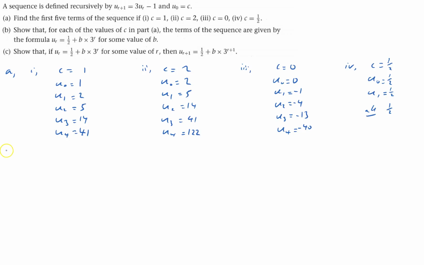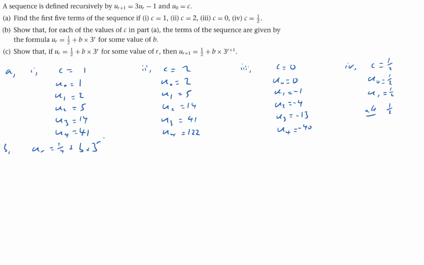Okay, part B. Show that for each of the values of C in part A, so C equals 1, C equals 2, C equals 0, and C equals a half, the terms of the sequence are given by this for some value of B. So terms of the sequence 1, 2, 5, 15, 41. Well, let's see what we've got. So it's saying that UR equals a half plus B times 3 to the R.